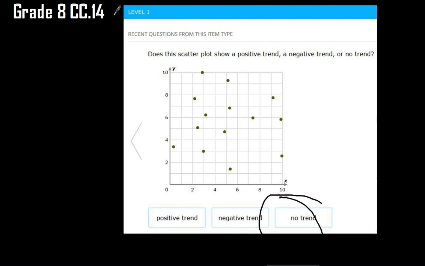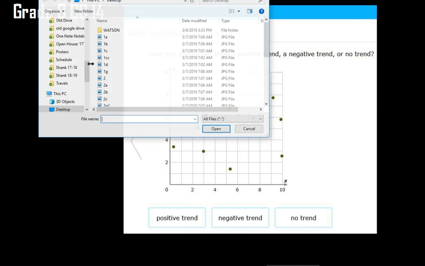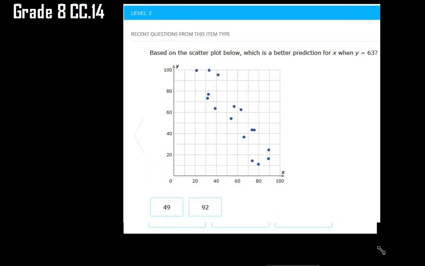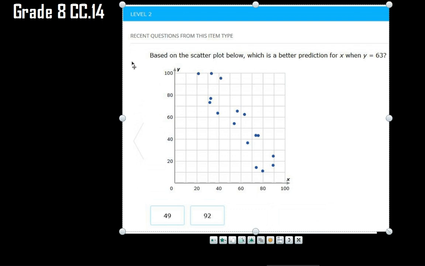And then another example would kind of be like this. All right, this is towards the higher ranges, but it's still super simple. So think reasonably and rationally in a math classroom, always. It says, based on the scatter plot below, which is a better prediction? Again, it's not going to be perfect, but it's going to be what is more reasonable when your y value is 63 and you're looking for your x value. So again, we're trying to find that y value.